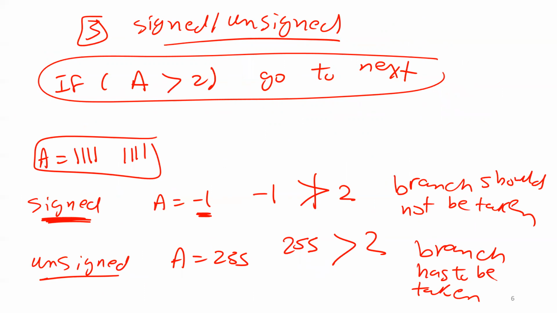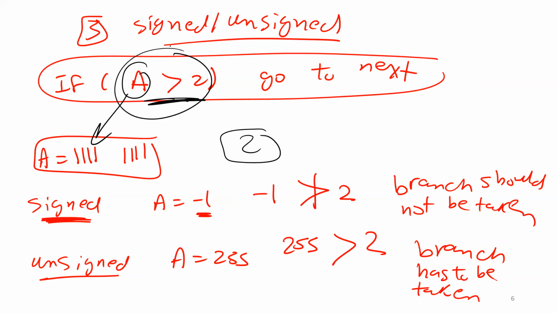Here is an example. Register A is storing 1111, as you see here. Now I want to do a comparison: compare this with the number 2. Should I jump or not? Is the condition true or false? If your number is signed, register A is storing -1, and -1 is not greater than 2, so the branch should not be taken. However, if your number is unsigned, A is storing 255, and 255 is greater than 2, so the branch has to be taken. You got what I'm saying? That's why it matters.